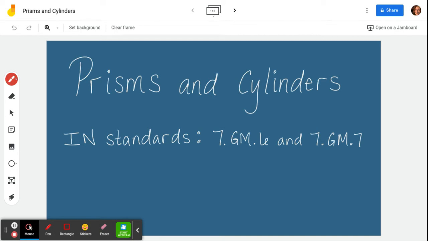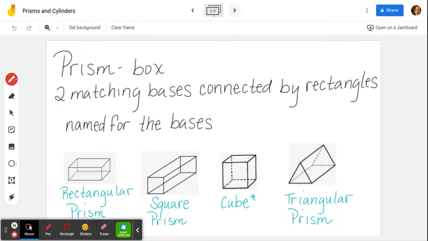Hey everybody, we are going to talk about some 3D geometry today. For the Indiana 7th grade standards, it doesn't go too terribly deep into it. Right now we're just going to be focusing primarily on prisms and cylinders. So the first thing I want to talk about is a prism.